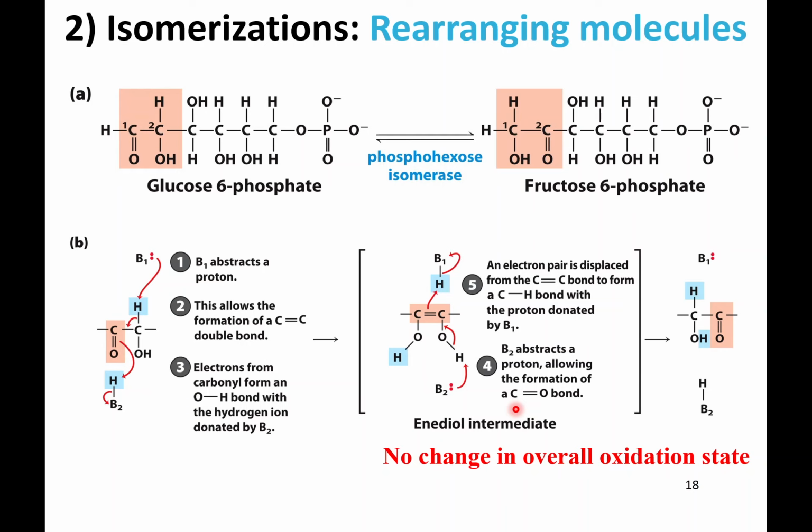What you'll notice too is that there's no overall change in oxidation state here. A carbon double bond to oxygen is more oxidized than a carbon single bond with oxygen. So in a sense, this carbon is being more oxidized while this one is not, but the net overall oxidation state of the molecule doesn't change.